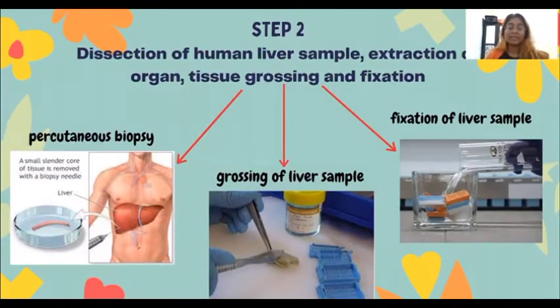So for the second step is dissection of liver sample by a percutaneous biopsy, whereby an incision is made to insert needle to go through the abdomen and into the liver. Sample of liver is then extracted. And then the sample is grossed and cut into small pieces to fit the plastic cassette. The cassette is then placed in fixative to fix tissue and prevent degradation.